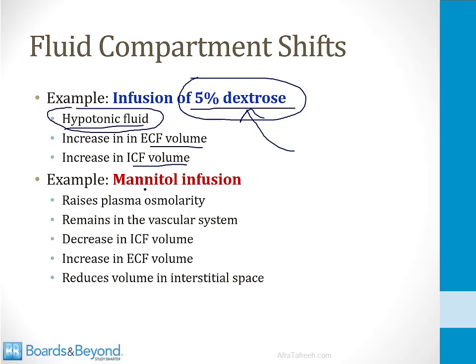Another classic example of these principles is mannitol infusion. Mannitol is a substance that is osmotically active and it raises the osmolarity of plasma. However, it's a large molecule and it remains in the vascular system. It does not go inside of cells or into the interstitial space. What this means is it's going to stay in the plasma and draw fluid out of cells and out of tissues and into the vascular system. So it will decrease the intracellular fluid volume. Fluid will be drawn out of cells. It will raise the extracellular fluid volume, but all of that increase will be in the plasma and the vascular system, not within tissues. Therefore, what it does is reduces volume inside of cells and in the interstitial space.